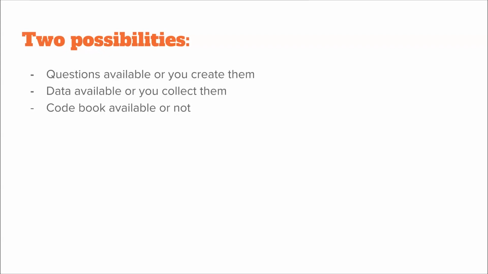The other possibility is that the data is available or you have to collect it yourself. Most times data is available, but if it is not, you can always create a survey to collect it yourself. And the next possibility is that the code book is available or the code book is not available. When you are speaking with the stakeholder, if you figure out that you're having a large data set, one of the things that could also help you prove your expertise is to ask them, do you have a code book or do you have metadata?